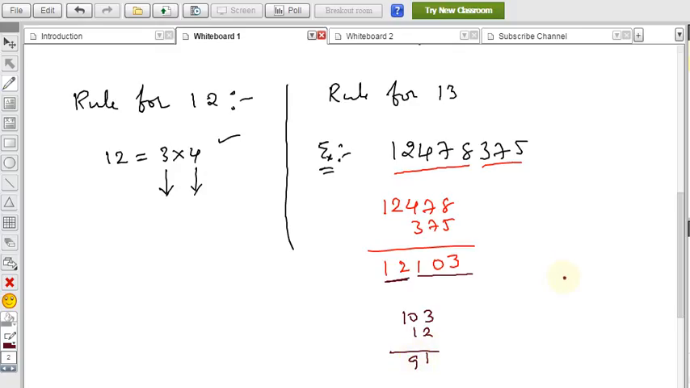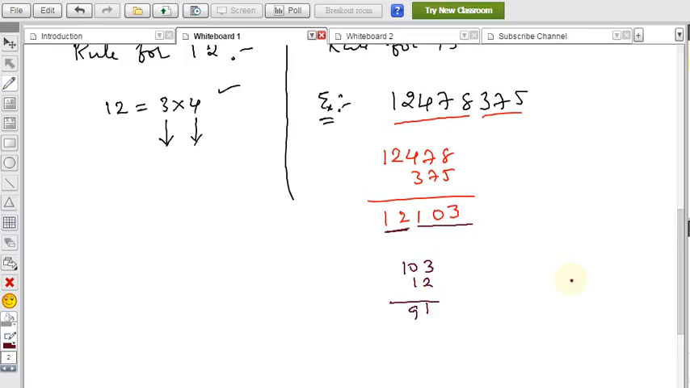So 91, is it in the 13 table? 13 7s are 91. So 91 is divisible by 13. So this number is also divisible by 13. So for 7 and 13 we can apply the same rule. A similar rule you can apply for 11 also, because even for 11 you can check with the same method, like the 13 rule.